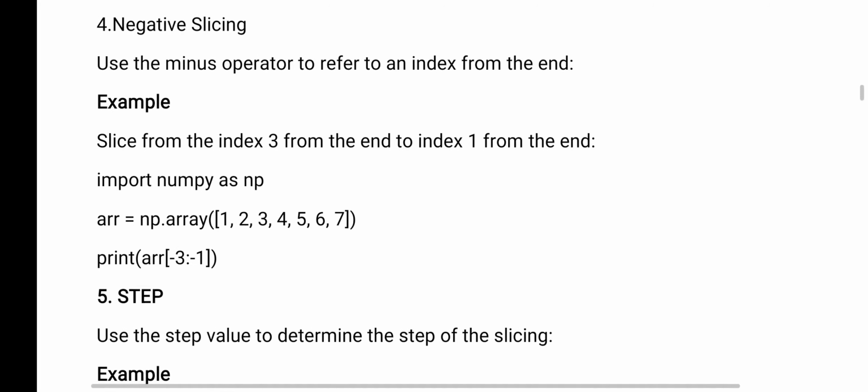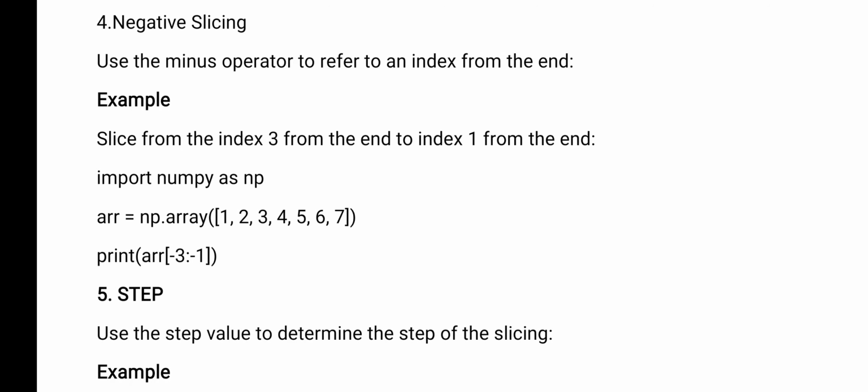Actually, you see the question first. Slice from index 3 from the end to index 1 from the end. Okay. So you are extracting index 3 from the end to index 1 from the end. So the last 3 elements I want. Right. So you see, import numpy as np and the array. What is the name of the array? ARR equals np, the alias name, array is an object. So in total how many elements are there? 7. From that 7, how many elements do I want to extract? The last 3 elements up to the last first element.